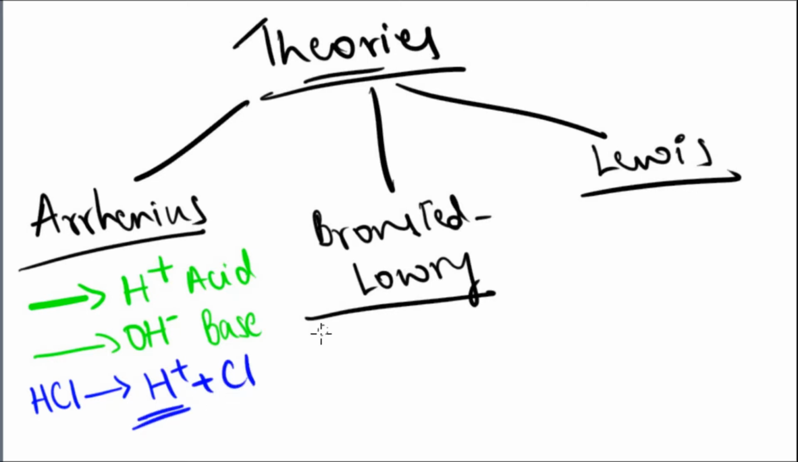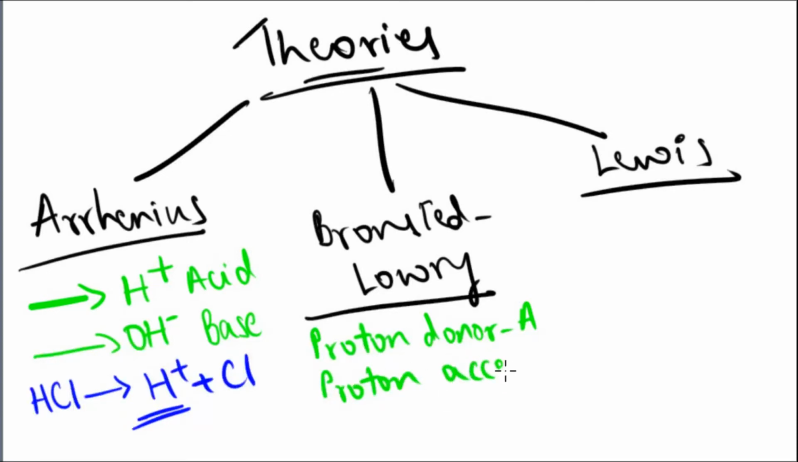Bronsted-Lowry, they are to do with proton donors. They're to do with protons. So a proton is a hydrogen ion. So if a substance is to be an acid, it has to donate a proton. So acids are proton donors and bases are proton acceptors.